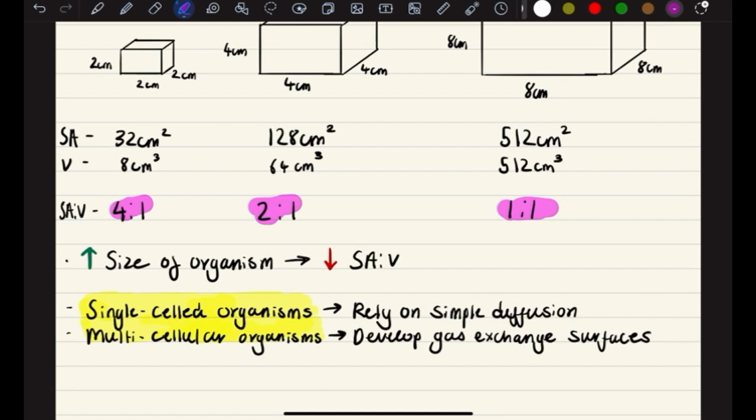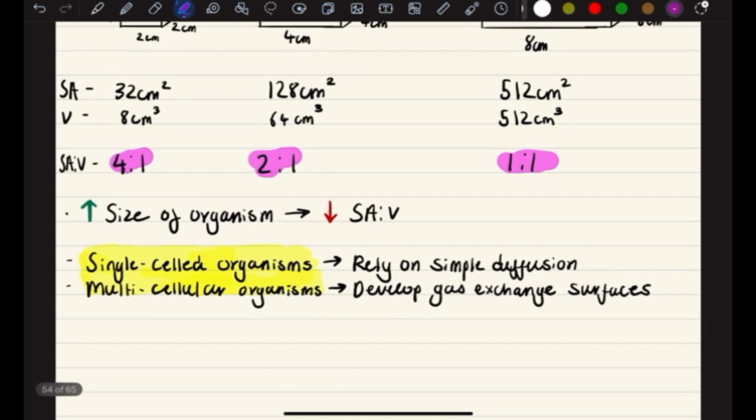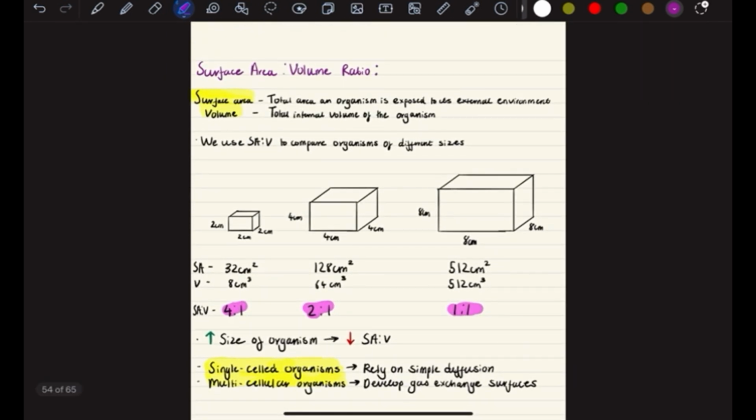So they need a gas exchange surface to help increase the rate of diffusion, so that you can get enough oxygen for respiration. You can get enough nutrients so that you can do reactions such as protein synthesis and stuff like that. We're going to get into more of that in the next part.